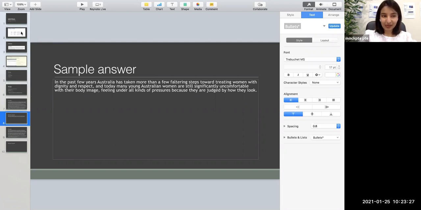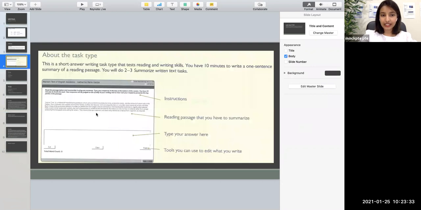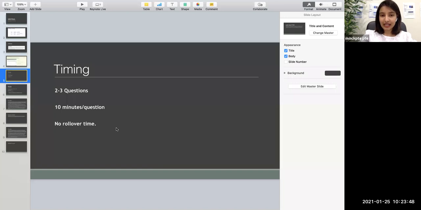So again, just summarizing whatever I mentioned. This is the first task of writing. You are reading a paragraph and summarizing it using a single sentence in the box given. Edit tools are given to use inside the box. You don't have the option to copy paste from the passage in your answer. So what you can do, they give you 10 minutes time. So in the 10 minutes, read the entire passage. First 2 minutes, read the entire passage.